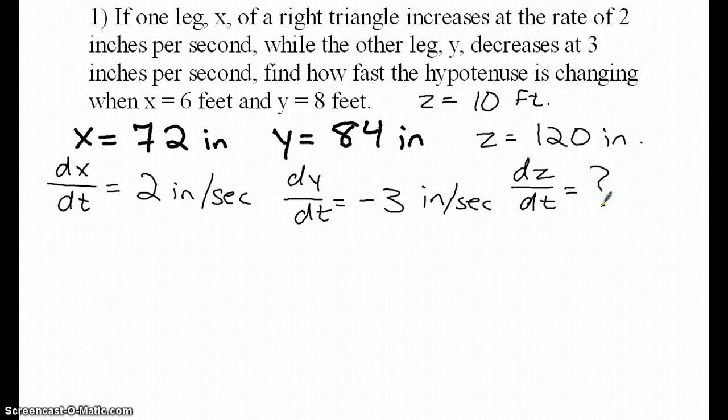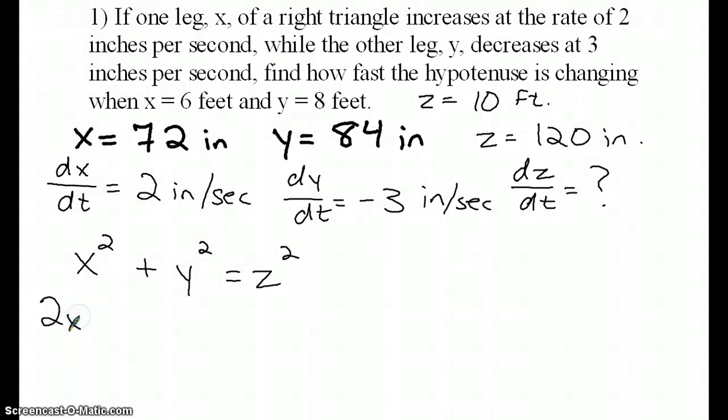So we know that we're dealing with a right triangle. We're dealing with 2 legs and a hypotenuse, so we're probably going to use the Pythagorean theorem. So instead of a, b, and c, let's use x, y, and z. And we know that we're trying to find how fast the hypotenuse is changing, which is a rate. So we need to find the derivative. So we're going to take the derivative of this formula with respect to t.